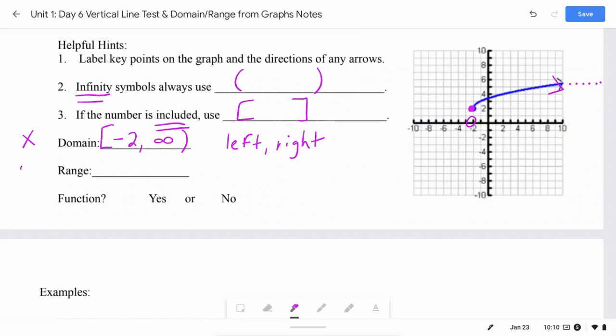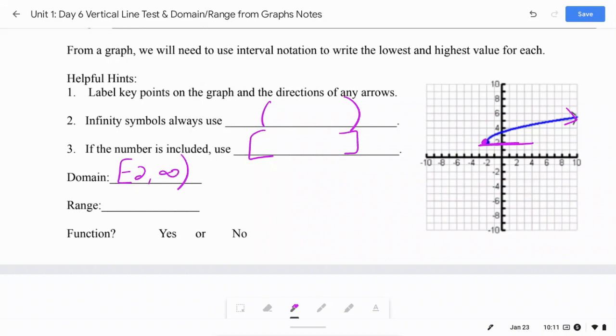For the range, since that's the set of all the y values, we're going to look at how far down the graph goes and then how far up the graph is going. How far down is it going? It stops at +2. So it would go down to +2, and then it's going upwards forever, so forever upwards is towards positive infinity. Again, we would put a bracket around the +2, and a parenthesis around the infinity.